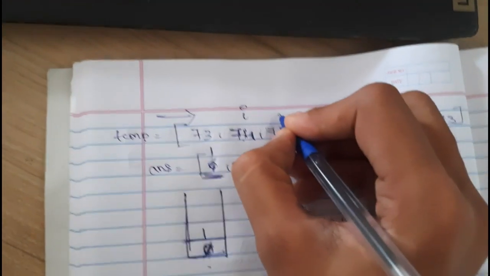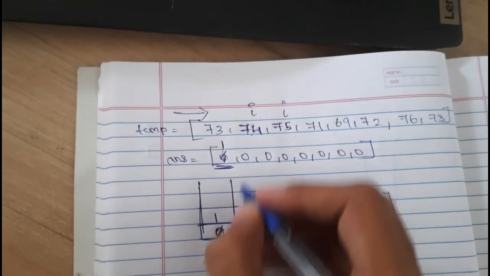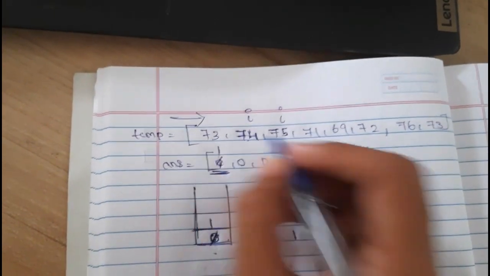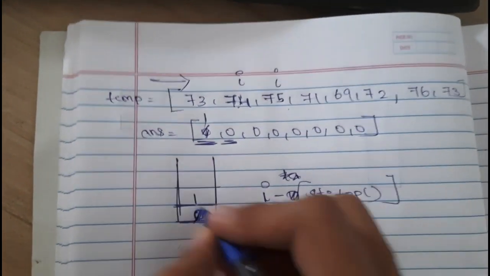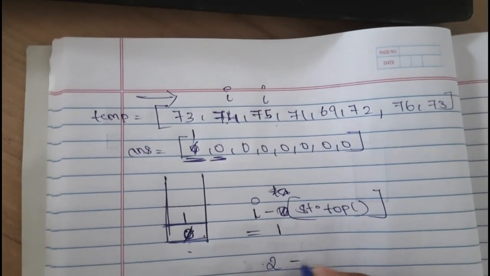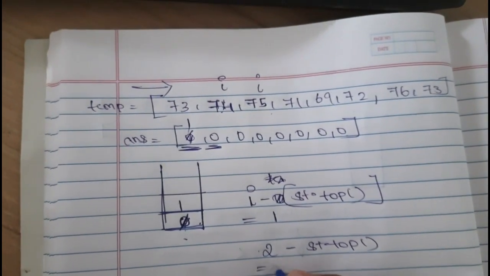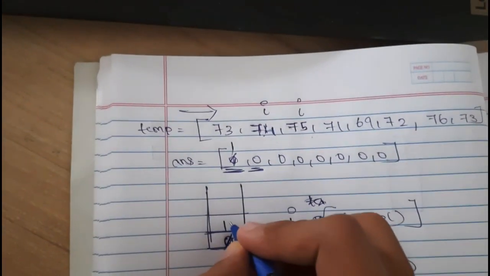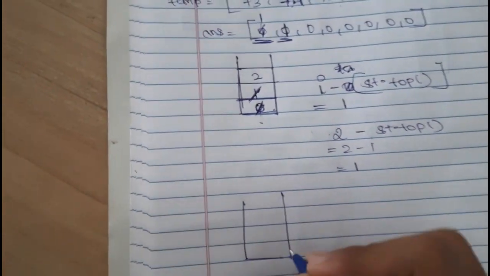Next our current value of i will be this. 75 is greater than 74. So we will update the value of this element in the answer array. i is 2, and st.top, the value at the top of the stack, is 1. So 2 minus 1 is also 1, so we will update it as 1. We will pop the element 1 and push the i value as 2. So our new stack will be 2.